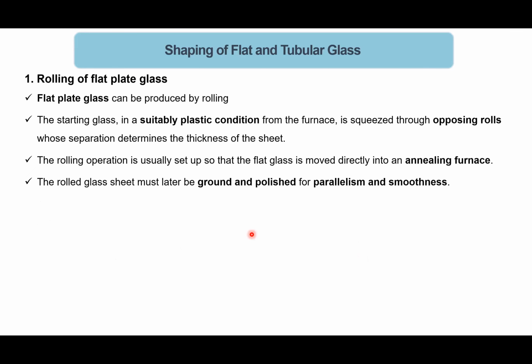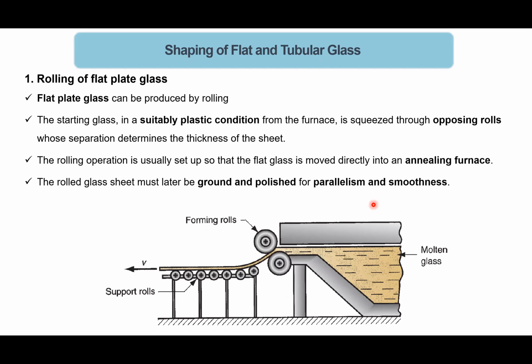Next is shaping flat or tubular glass. That means the continuous process. The methods I'm going to discuss now are the continuous manufacturing of glass products. The first one is forming the glass sheet, the glass sheet that we use in windows, windshields or doors. It's a very simple process.